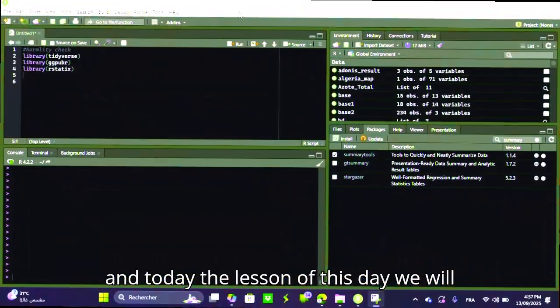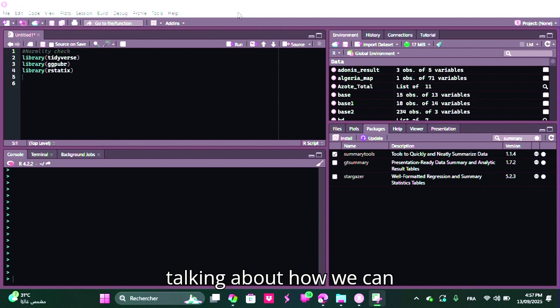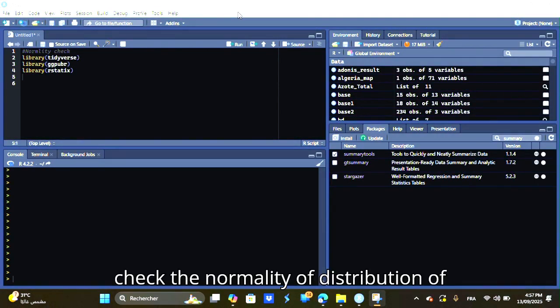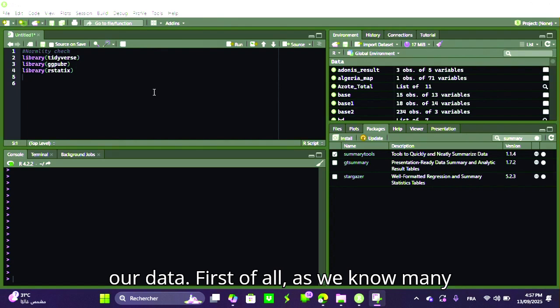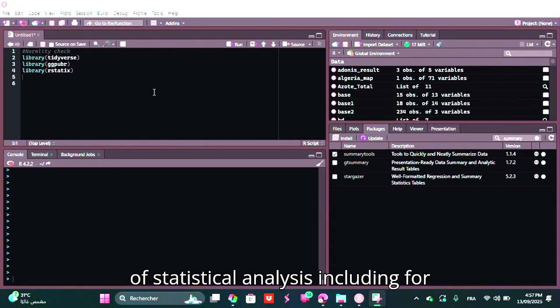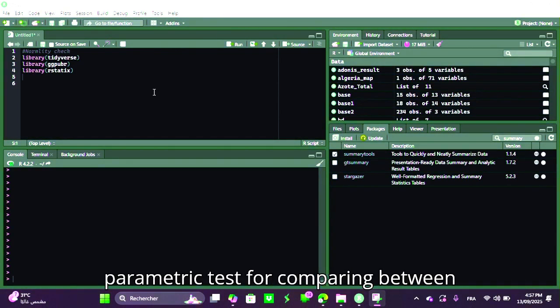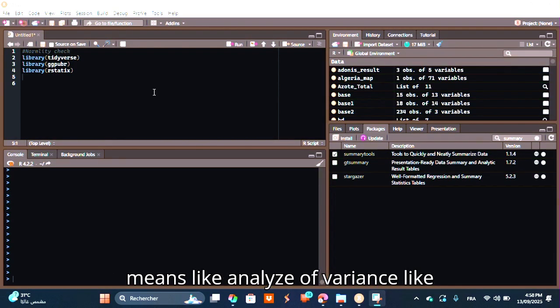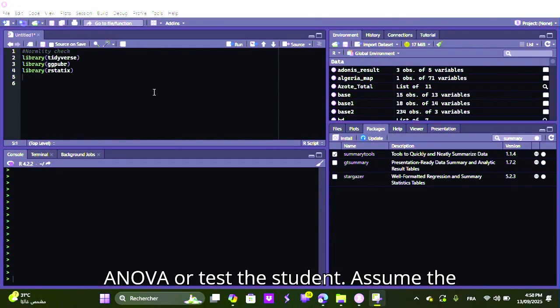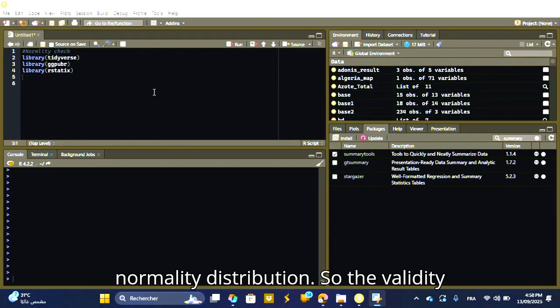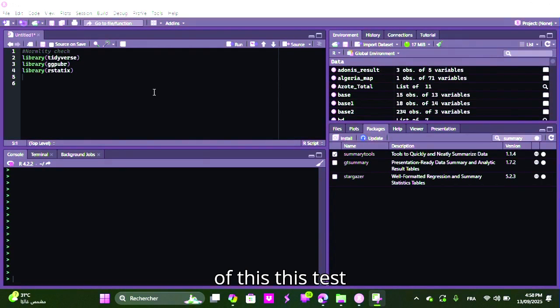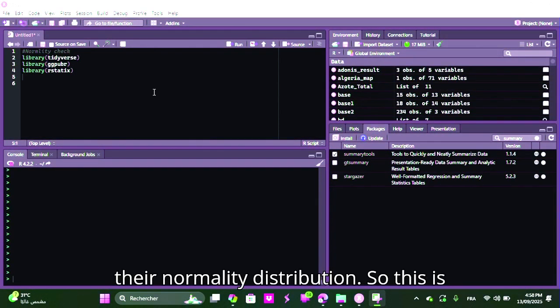I am Mustafa, and today, in this lesson, we will be talking about how we can check the normality of distribution of our data. First of all, as we know, many statistical analyses, including, for example, regression and the parametric tests for comparing means like analysis of variance, ANOVA, or the student's t-test, assume a normal distribution. So the validity of these tests depends on their normality distribution.